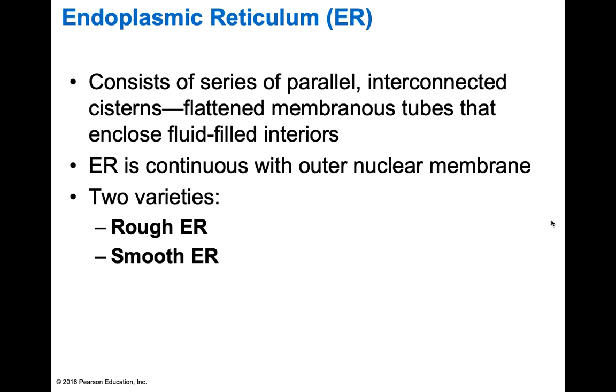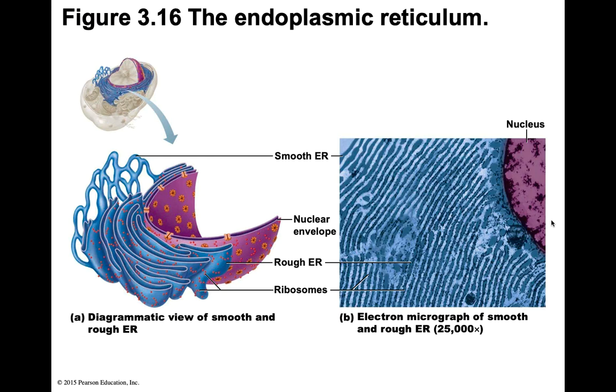The endoplasmic reticulum itself, like I said, you have rough ER, you also have smooth ER. So it's a lot of interconnected cisterns. It's kind of like those lobulated, squiggly looking guys again. It's flattened membranous tubes that are full of fluid, and the ER is continuous with the nuclear membrane. So it's actually just a continuation of the nuclear membrane. And like I said, we have our rough and our smooth ERs. Those are the two separate types. The rough ER has the bound ribosomes, whereas the smooth ER does not. Here's a picture of what that looks like for you.